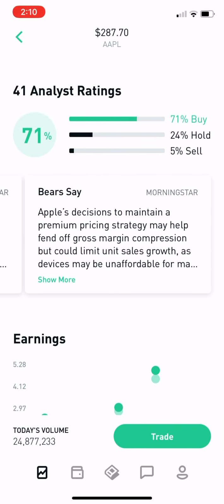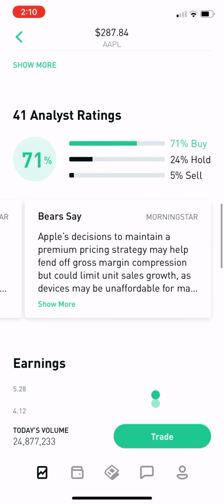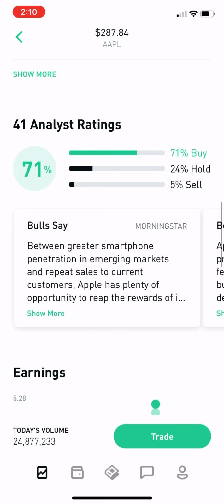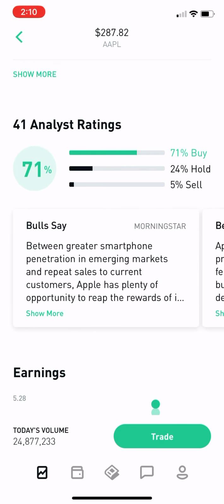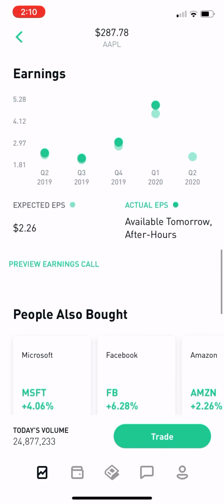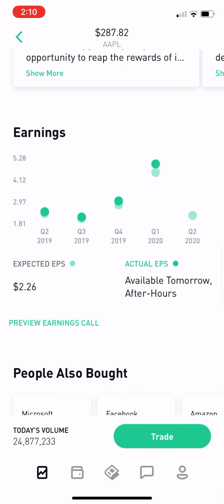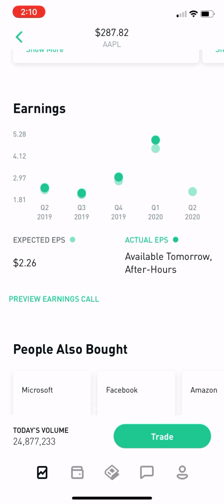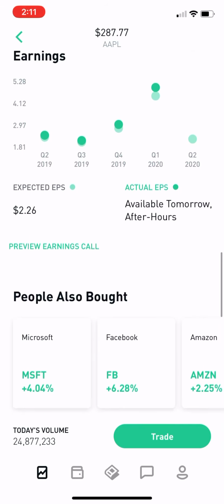But if you're looking just to get a little bit of a push, whether you want to buy or sell a stock, you can take a look at the analyst ratings and see if analysts that are really qualified for this recommend buying or selling the stock. Right below this, you can see the earnings. You can see how much the stock has beaten earnings or went below the estimated earnings, which usually drives the price in either direction, which is pretty interesting to take a look at.